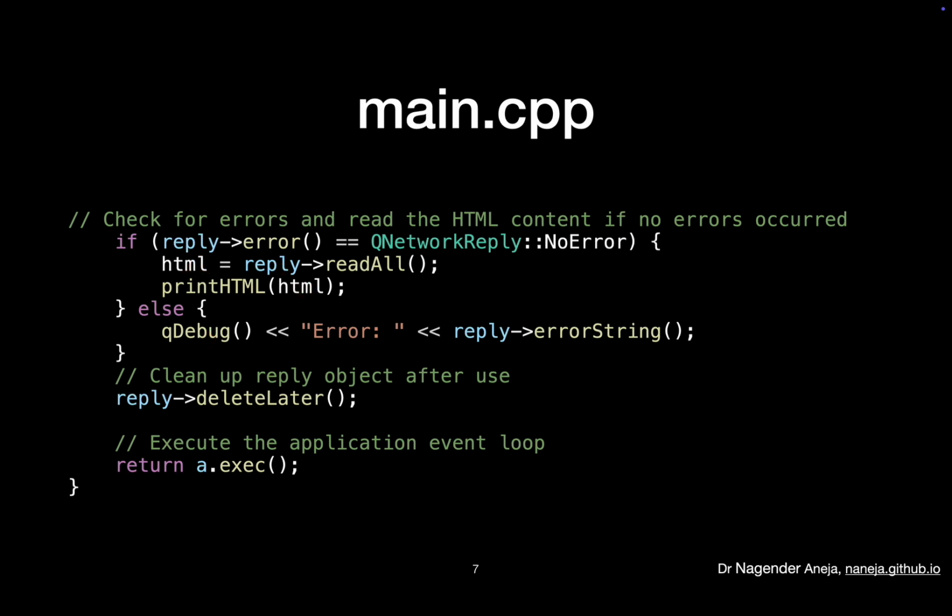Else, if there is some error, it shows the reply errorString. So in the qDebug, we are saying that's the error there. And now we can delete the reply object. We can say reply deleteLater. So once it has printed, then we can call the delete. And that's it. Execute the application with the event loop.